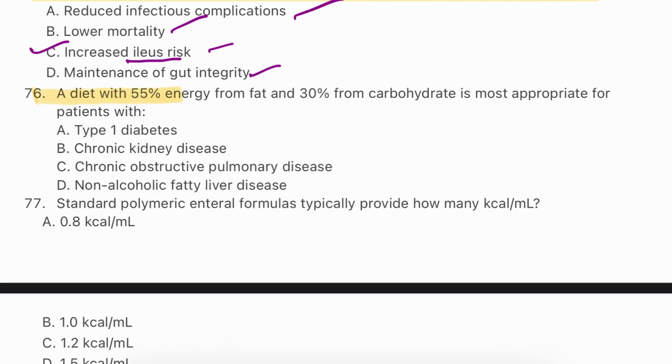A diet with 55% energy from fat and 30% from carbohydrate is most appropriate for patients with type 1 diabetes, chronic kidney disease, chronic obstructive pulmonary disease, non-alcoholic fatty liver. The answer is C, chronic obstructive pulmonary disease, COPD. High fat diet reduces carbon dioxide production, easing respiratory load in COPD cases.